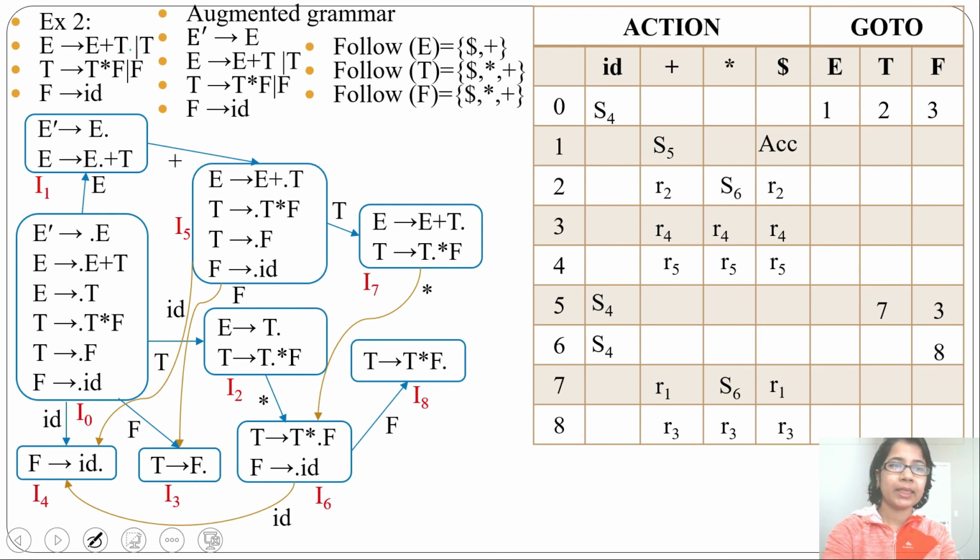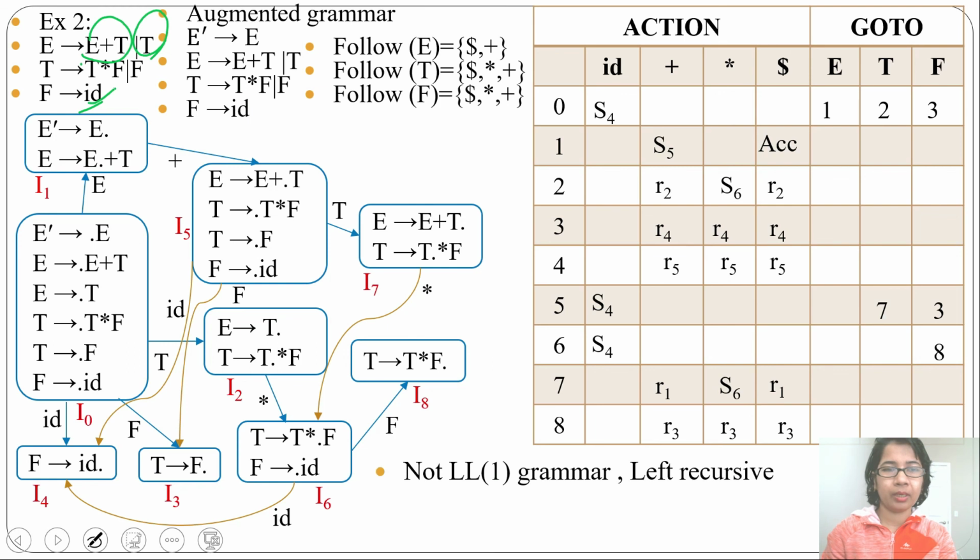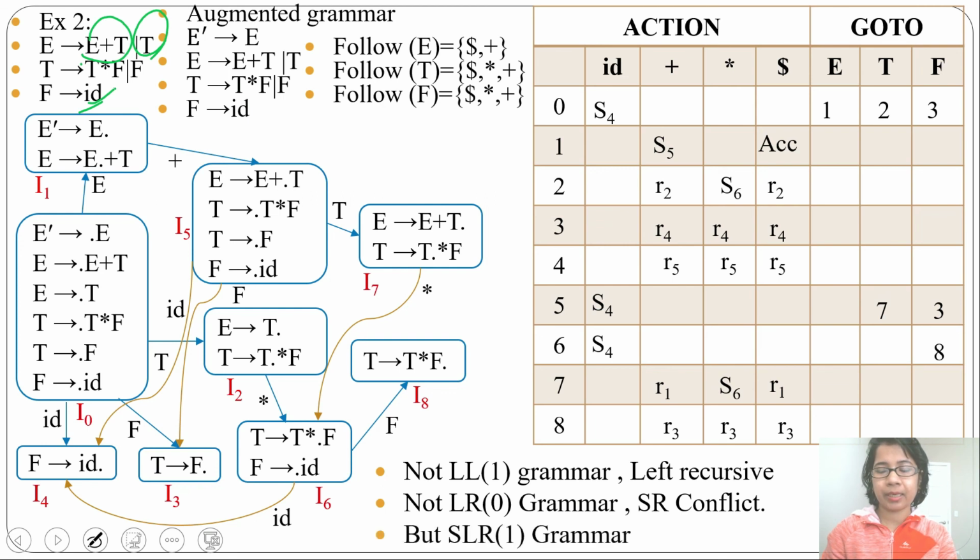Let's check whether the grammar is LL1 or not. For LL1, the grammar should be free from ambiguity, free from left recursion and free from common prefixes. If you see, this is a left recursion. Left recursion is present, so the grammar is not LL1. First of E will be ID, first of T will also be ID. So in that way also you can say the grammar is not LL1. And the grammar is not LR0 as an SR conflict is present, but the grammar is SLR1.